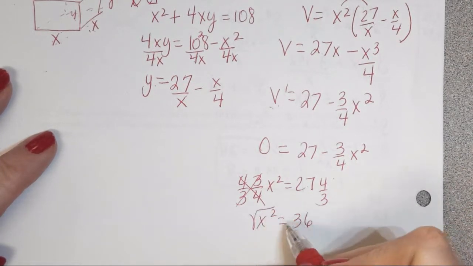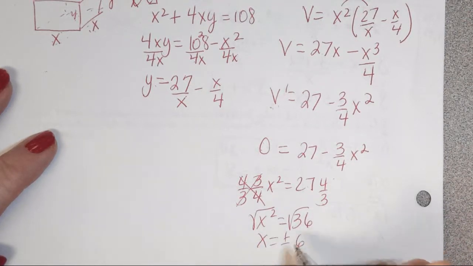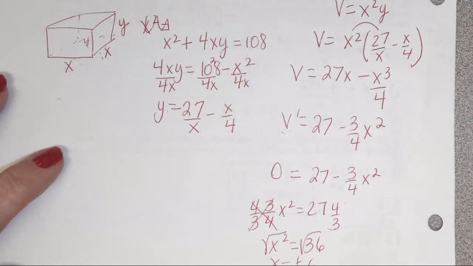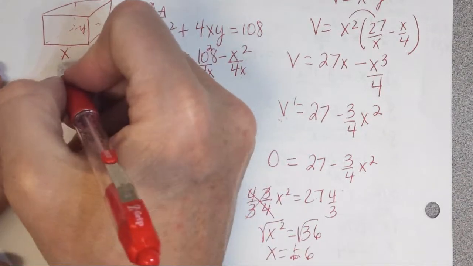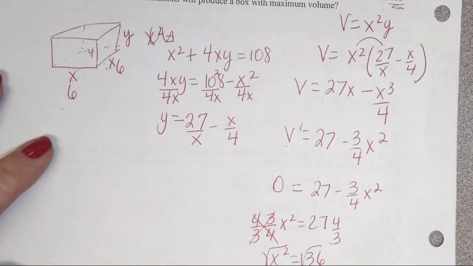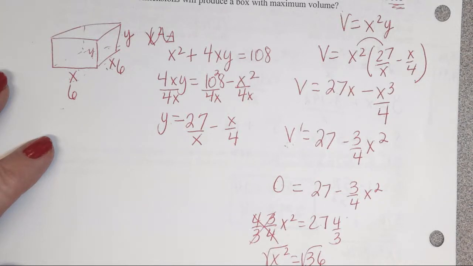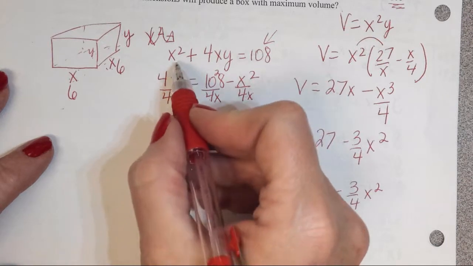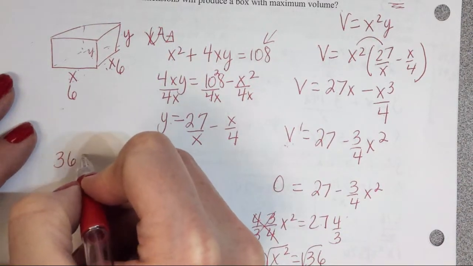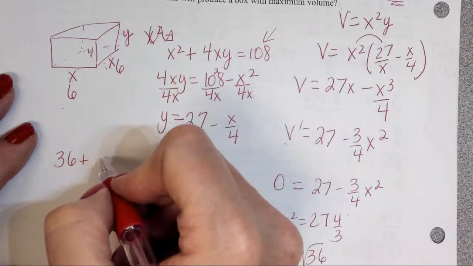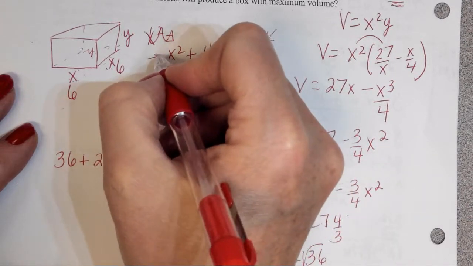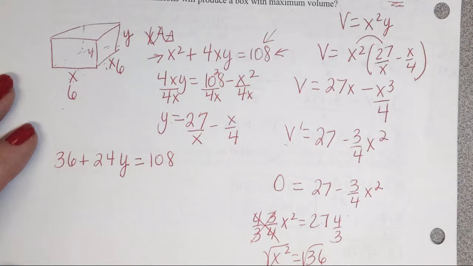To solve for x, I take the square root of both sides. That's plus or minus 6, but I know I can't have a negative 6 as my dimension. Doesn't make sense. So now I know this has to be 6 and this has to be 6. But I still don't know the height. How am I going to find the height of the box? Good. I have to plug it back in here, don't I? So x squared is going to be 36 plus 4 times 6 is 24 y has to equal 108. I had to plug it back in here to be able to find y.